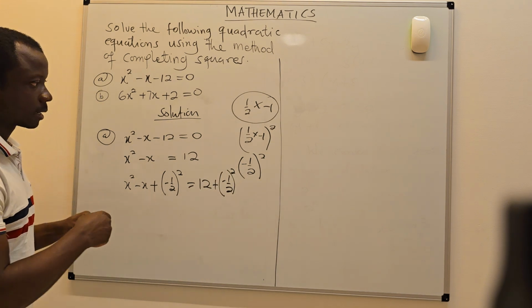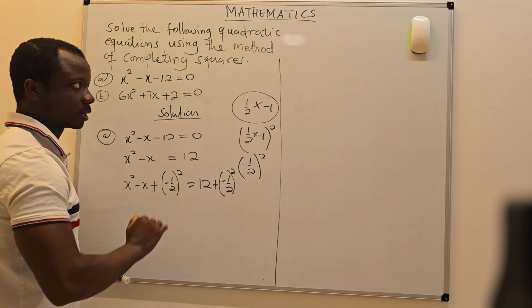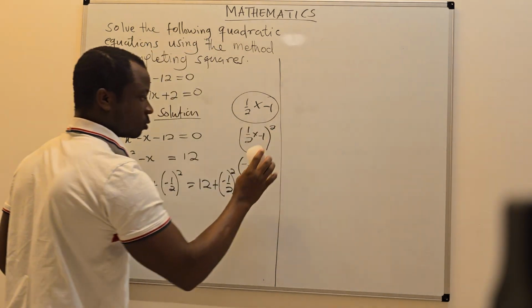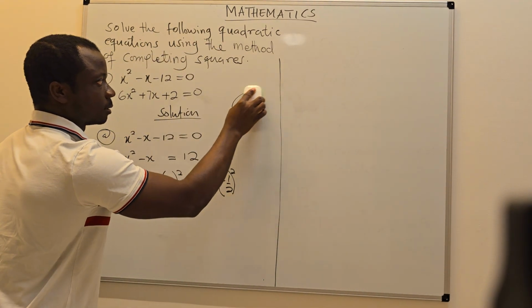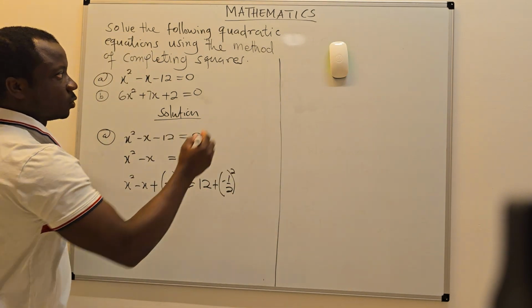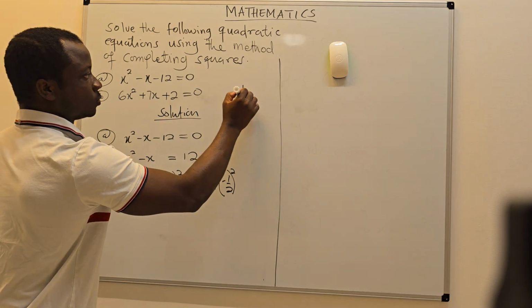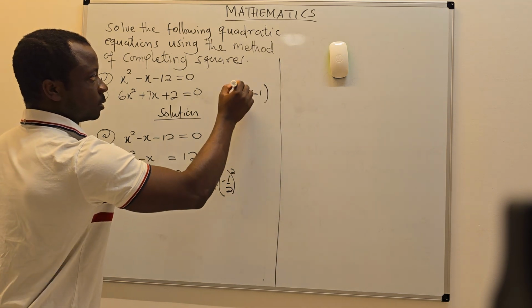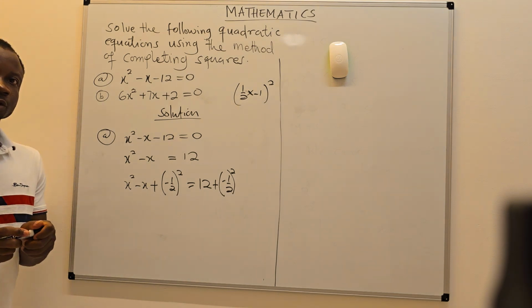Let me clean this side so that you will see this one clearly, and I don't want it to confuse you. But if you want to know, it was 1 over 2 times negative 1, all squared. That was it. Okay, now we are going to continue.